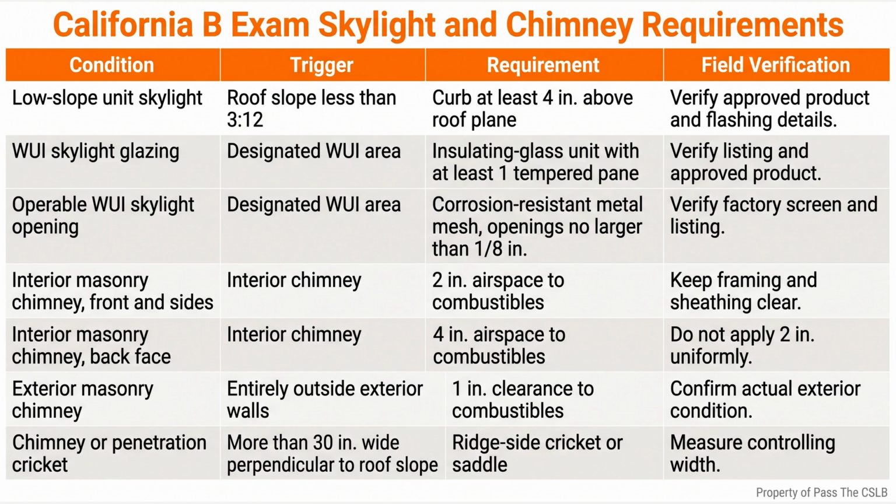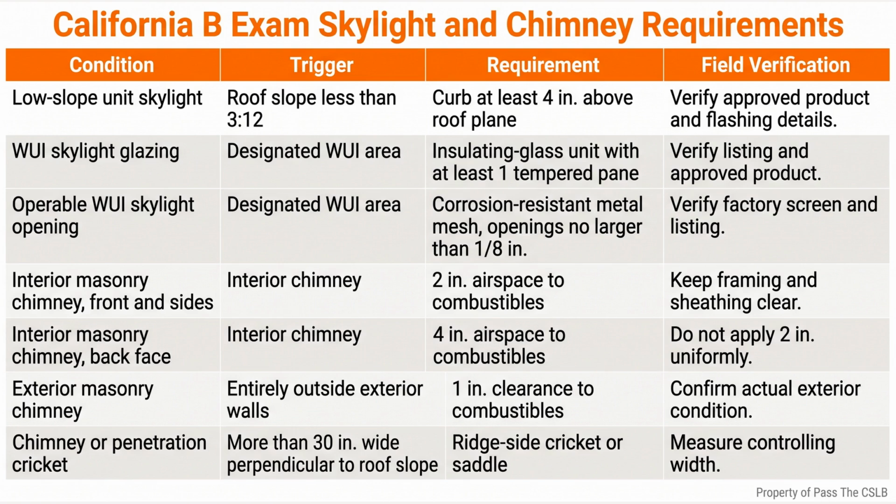In a designated Wildland-Urban Interface area, exterior skylight glazing must be an insulating glass unit with at least one tempered pane. For an operable skylight, the research also identifies corrosion-resistant metal mesh with openings no larger than 1/8 of an inch. I do not treat that as a generic upgrade for every project, and I do not assume a standard acrylic dome is acceptable. I verify the location, approved product, listing, and applicable Chapter 7A details before installation.